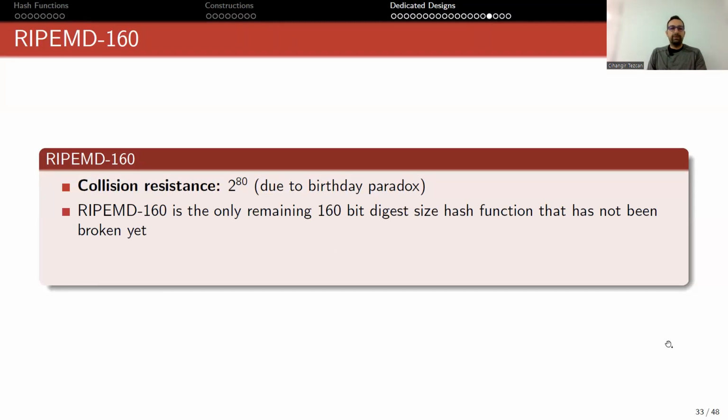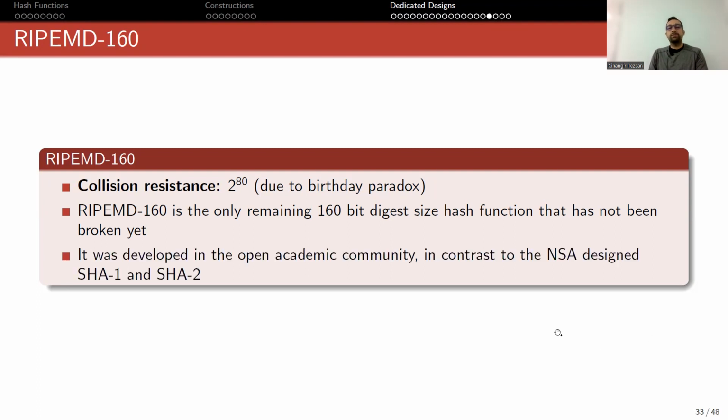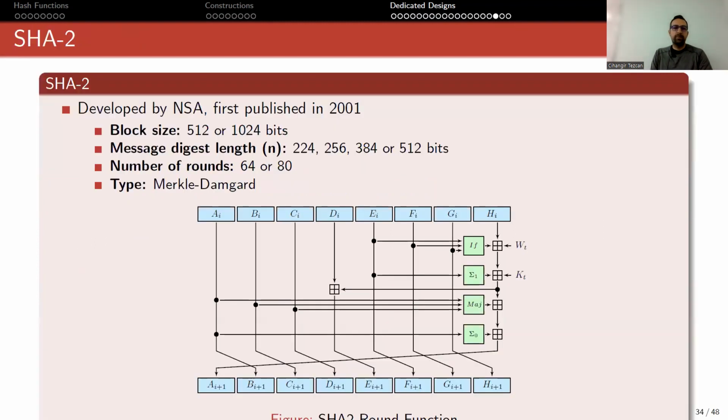So RIPEMD-160 is the only remaining 160-bit digest size hash function that has not been broken yet. It was developed in the open academic community, in contrast to the NSA-designed SHA-1 and SHA-2. Some people suspect SHA-2 because it was designed by the NSA, but so far we haven't found any backdoor, so we kind of think that it is secure. Okay, so let's move on to SHA-2. This was developed again by the NSA in 2001.